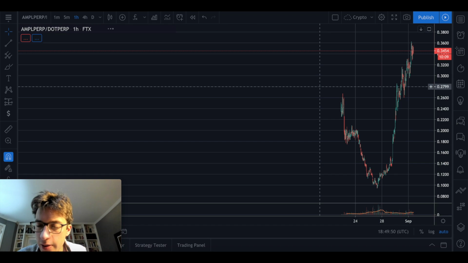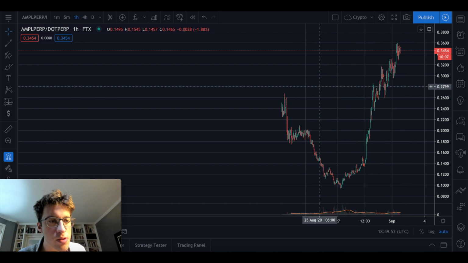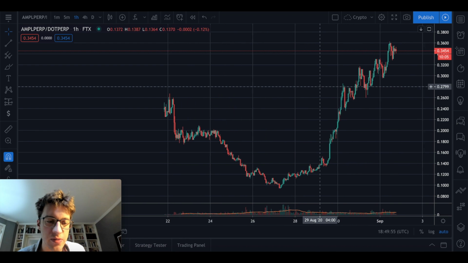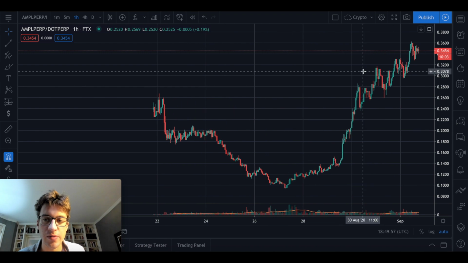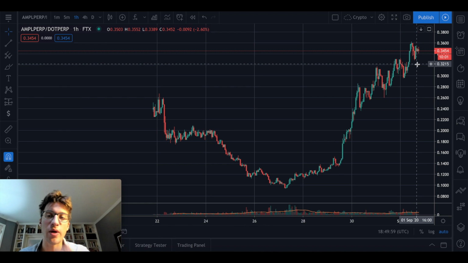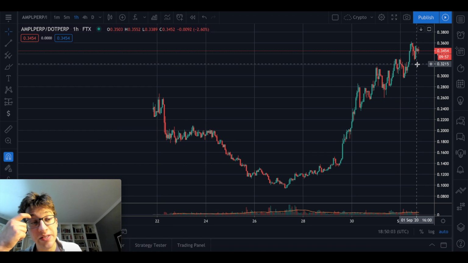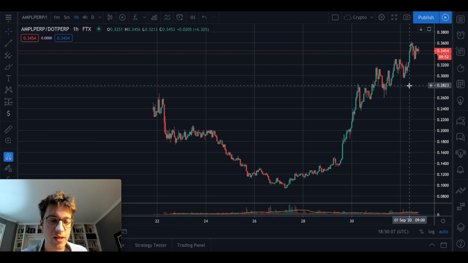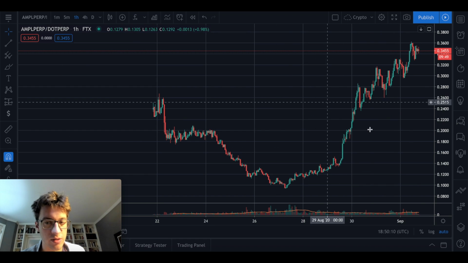Yep, let's go look. What do we got here? So this is exactly what I expected. So we can see that the pair has risen quite an amount. And the reason that this pair has risen quite an amount probably is because longing this pair is quite attractive. And you can see that here, because if we were to go short on DOT and long on Ample perp, that's essentially longing this pair's ratio.